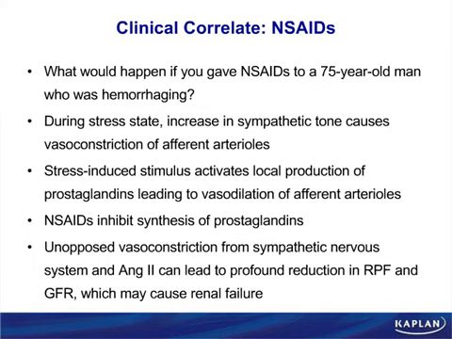So let me give you a clinical correlation. Let's say somebody's hemorrhaging and they're in an increased sympathetic state. Sympathetic drive, vasoconstricting the afferent arterioles. One drug you would want to avoid in this patient is NSAIDs. NSAIDs will block production of prostaglandins. That would lead to unopposed vasoconstriction of the afferent arterioles, and that would lead to an acute, intense drop in GFR and renal plasma flow, and that could cause acute tubular necrosis. So this is why NSAIDs should be avoided in this patient.